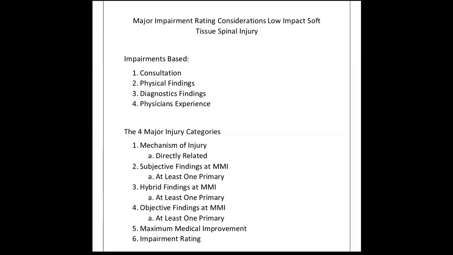Do you have at least one subjective finding at MMI? So if they got hit in the back and the neck, do they at least have neck pain at MMI? Do you have at least one hybrid finding at MMI? And do you have at least one objective finding at MMI? And then you want to make sure the patient has reached MMI.